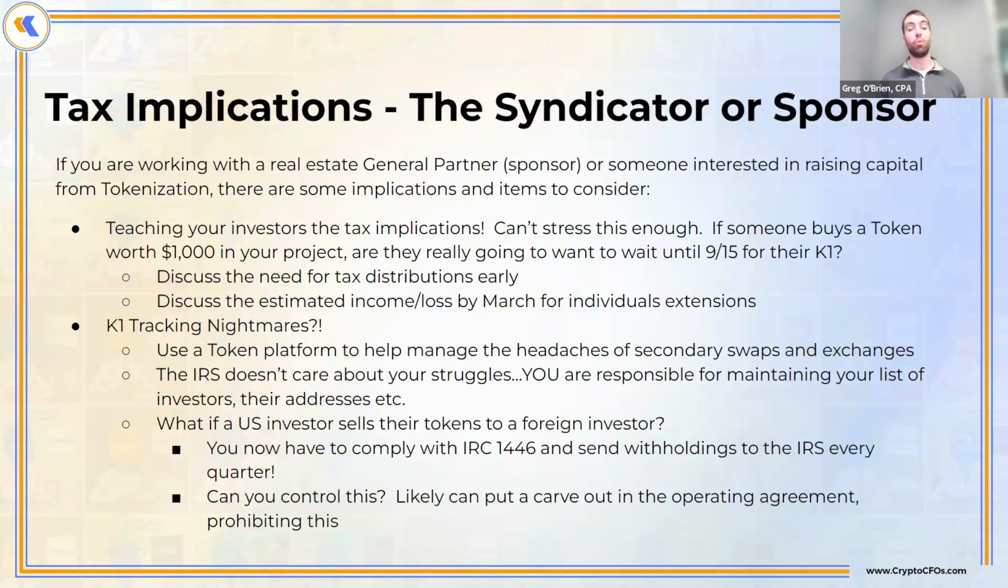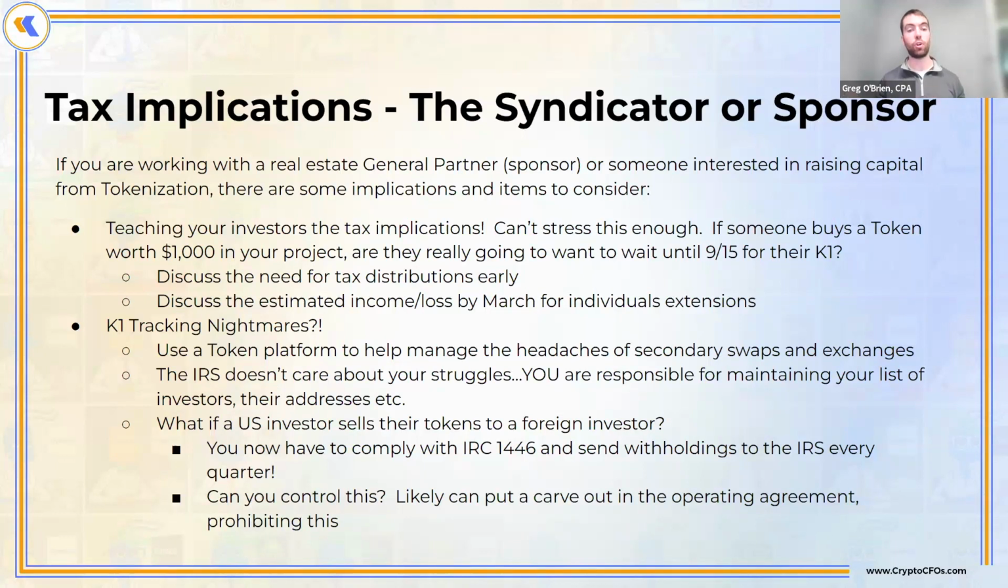Now you have a problem from the tax perspective because if you have a foreign investor inside of a US partnership for tax purposes, you have to comply with Internal Revenue Code 1446. Downside of that is you as a syndicator now have to force withholdings every quarter at 37%. Highest marginal tax rate, 37%.